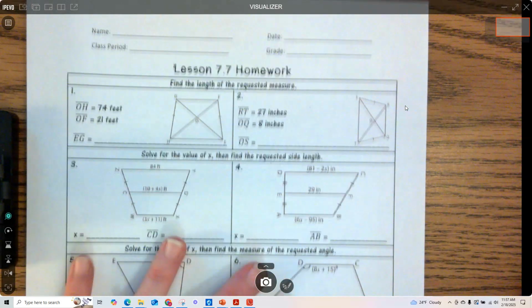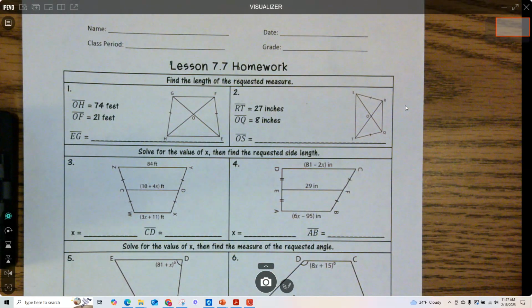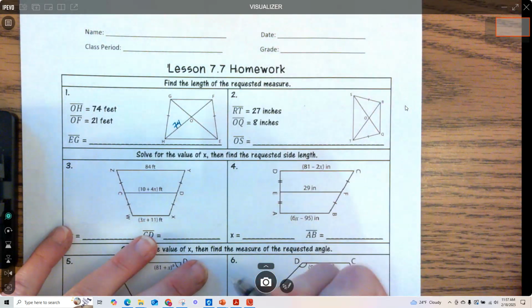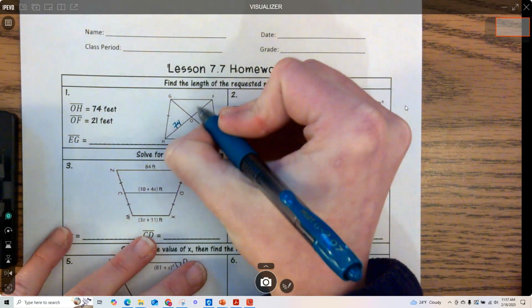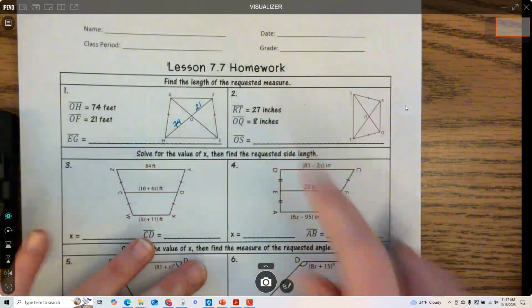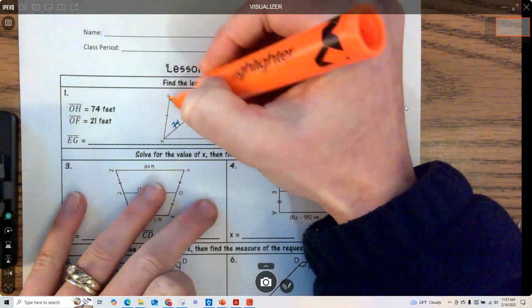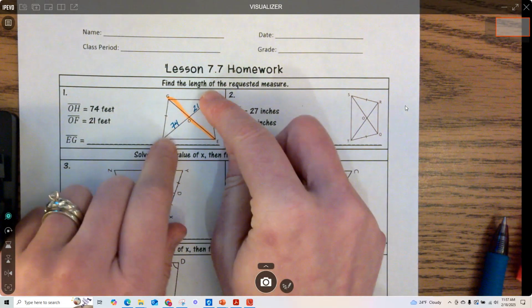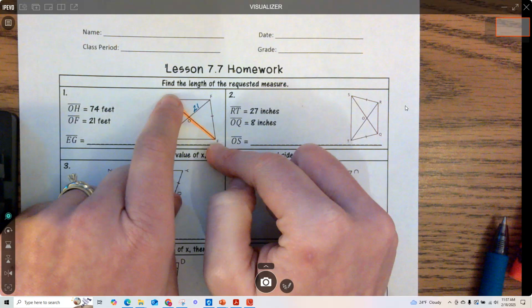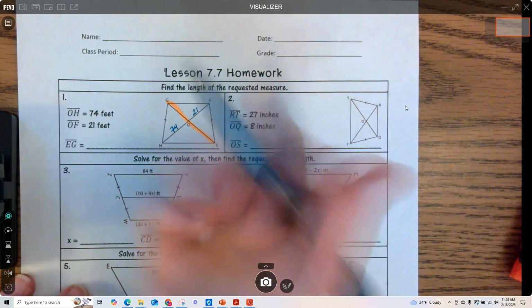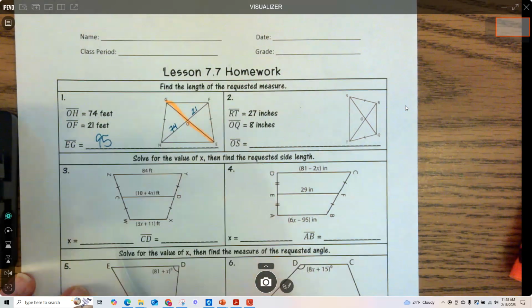Okay, so let's look at the homework. So first thing we're going to do is find diagonal measure. So this one says OH is 74 feet. So that's this piece. And then it says OF is 21. That's this piece. It says find the length of EG. EG is the other diagonal. The diagonals are congruent. So if I know the total length of this diagonal, I know the total length of this one. All I have to do is add those two pieces together. So 74 plus 21 gives me 95.